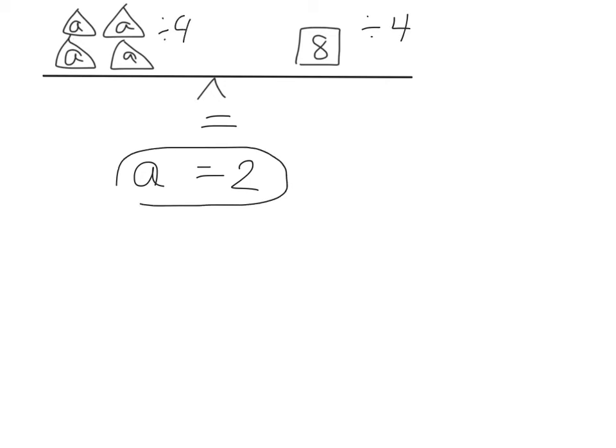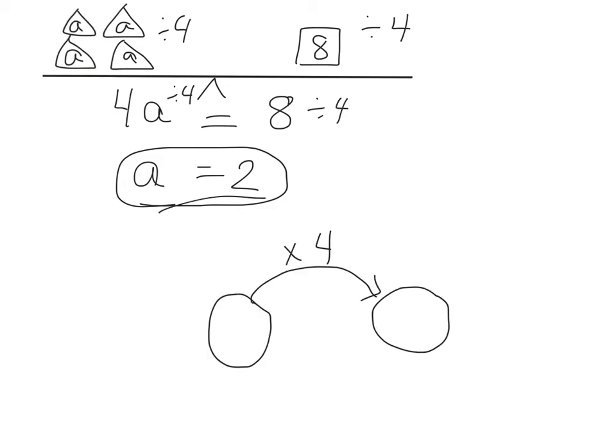That was worth 2 in each group on this side. My original equation up here would have said 4A equals 8. And so I divided both sides by 4 to get A equals 2.